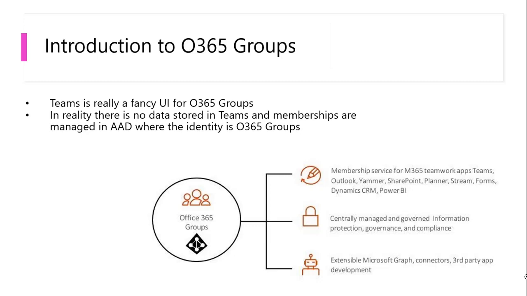But in a nutshell, everything you see in Teams has a backend Office 365 group as an identity attached to it. Office 365 groups are also used in different M365 services, which are Outlook, Yammer, SharePoint, Planner, Stream, Forms, Dynamics CRM, and Power BI. It's also centrally managed, and it's also extensible with Microsoft Graph and Connectors. But this is beyond the topic today, right?